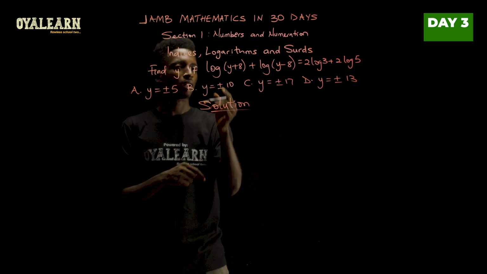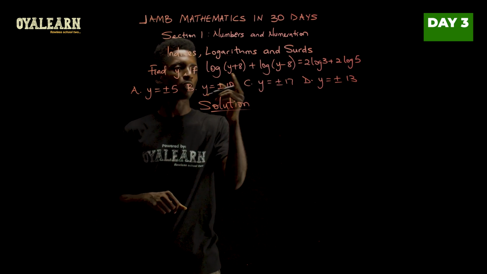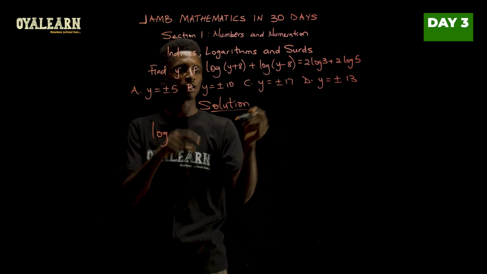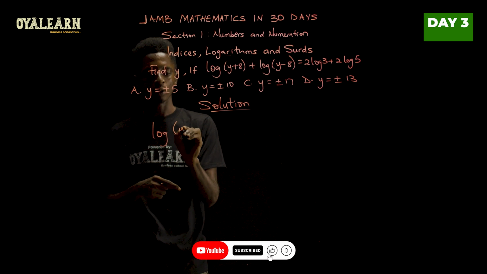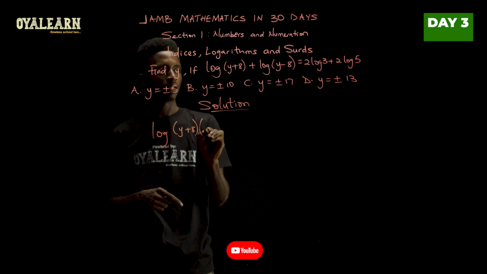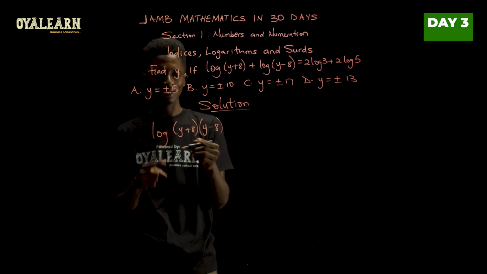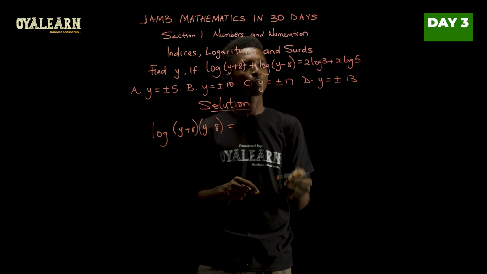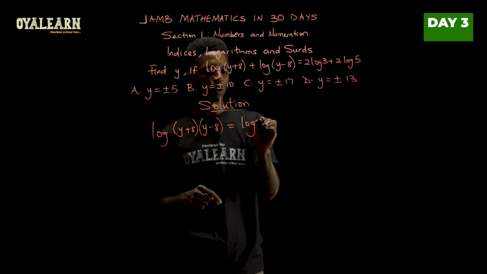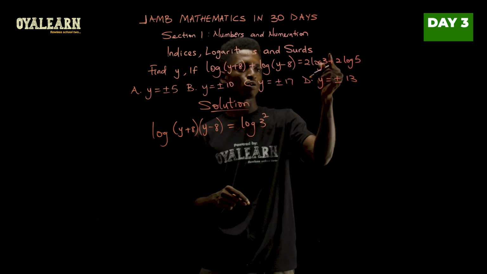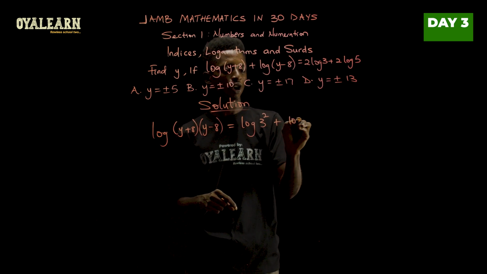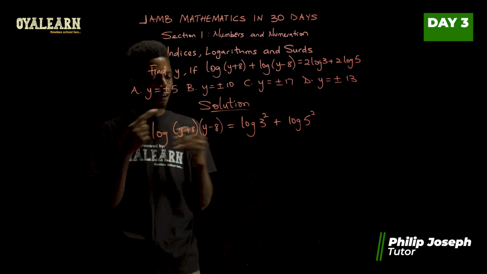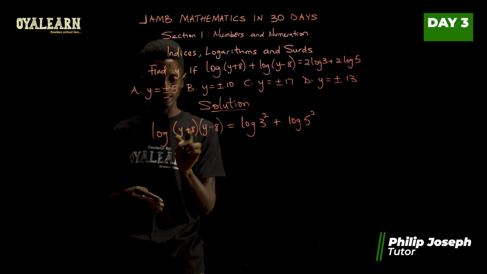So to solve this, for the left-hand side of this equation, we can write it as log, taking just 1, and then applying the law of logarithm. That is, the product of this would then be y plus 8 into y minus 8. Now, this is difference of 2 square for those who have been following. Now, at this point here, we can then have it as log of 3 squared, taking 2 here, plus log of 5 squared.